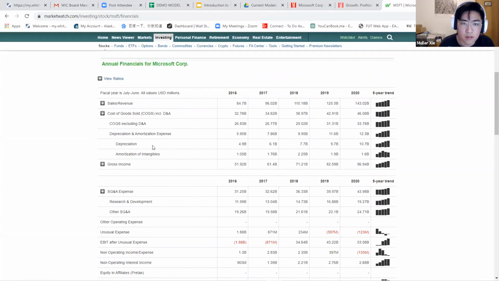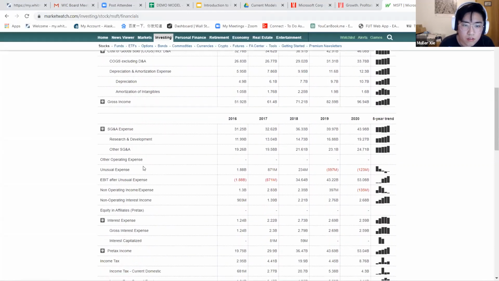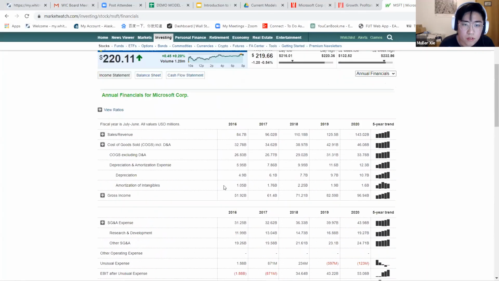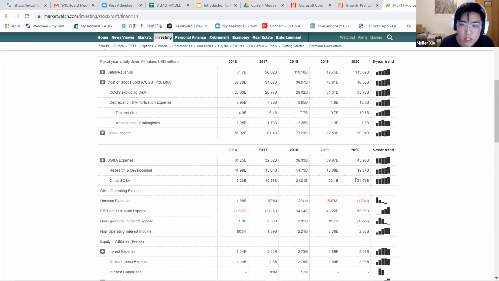From here, under the SG&A expense, we can see the research and development expense. I would take the number here, which is $19.27 billion.